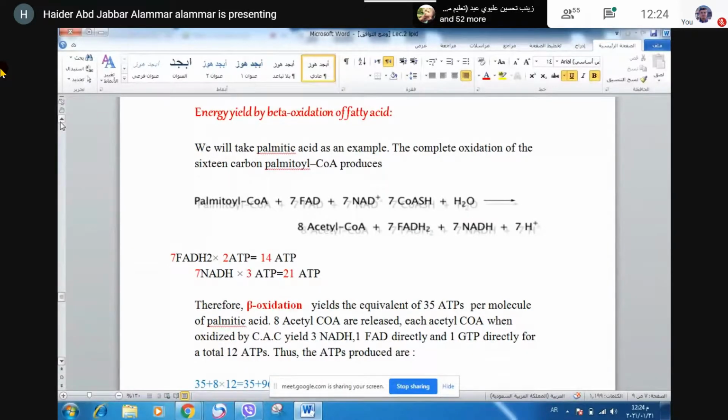From the same number 8 that we obtained, 8 minus 1 will give us 7. What do I mean by 7? This is the number of FADH2 and NADH. Okay? Number of FADH2 and NADH.